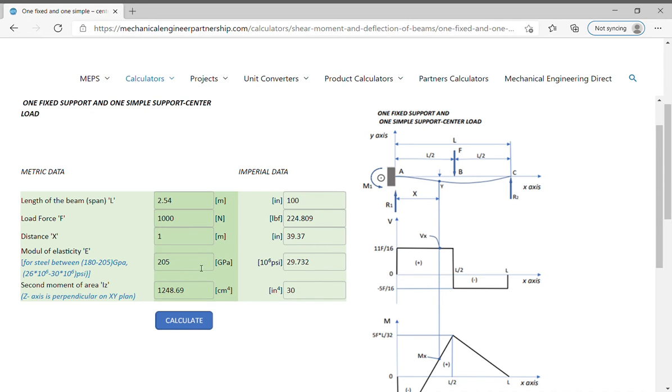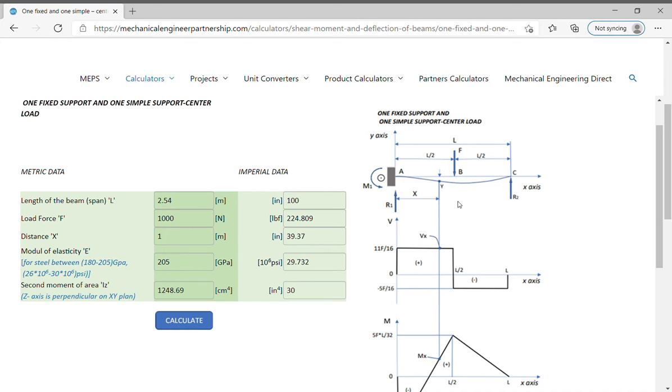Modulus of elasticity E in gigapascal or psi, and the second moment of area, in this case, in centimeter to the fourth power or inch to the fourth power. The figure shows a beam fixed in a support by reaction R1 and moment M1, and simply supported on support C by reaction R2, and loaded by one force F located in the middle of the beam, at point B. How the shear force and the bending moment are calculated.